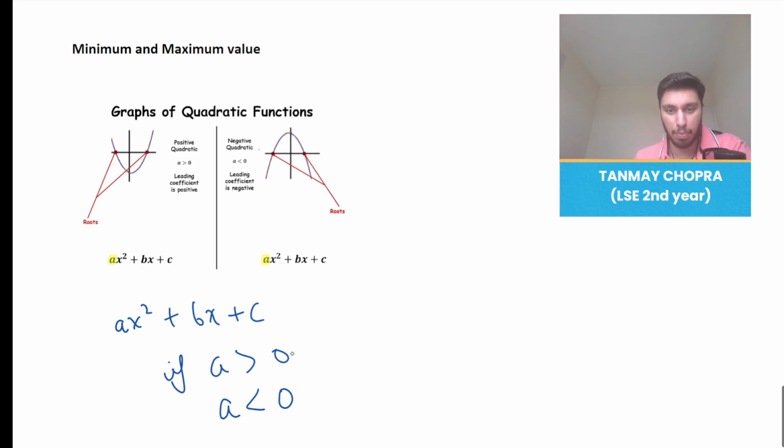A quadratic with positive a will have a minimum value. A quadratic with negative a will have a maximum value. Now, why does that work? What's the reasoning behind it?